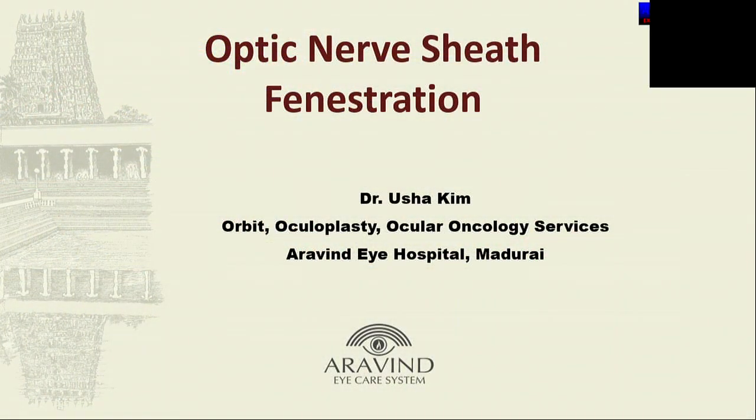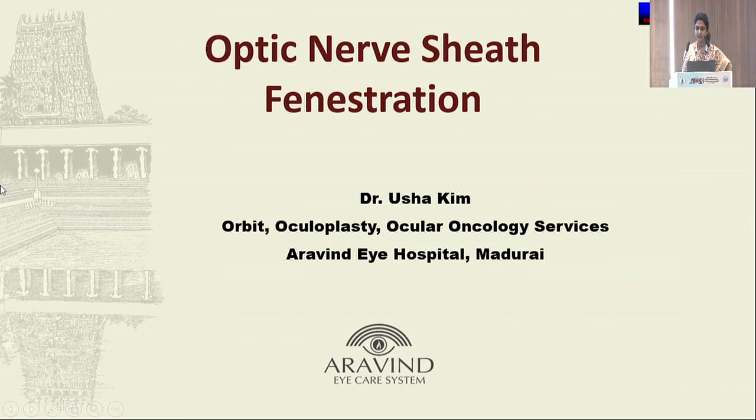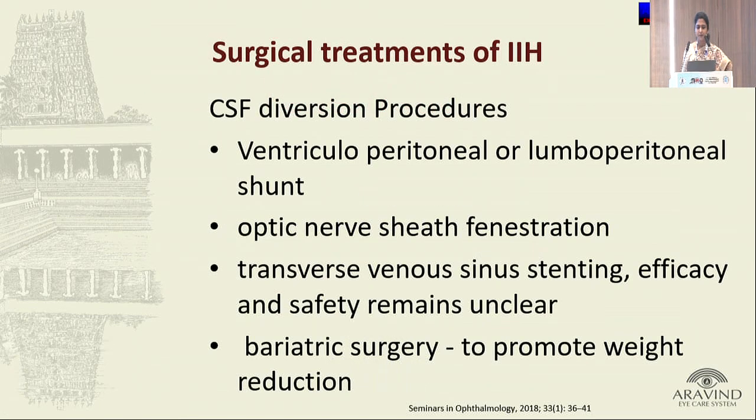Thank you very much. I will be talking about optic nerve sheath fenestration. Now, let's look at what is available for raised intracranial hypertension. There are CSF diversion procedures, that is the ventriculoperitoneal or the lumboperitoneal shunt, the optic nerve sheath fenestration, transverse venous sinus stenting, the efficacy of which is debatable, and bariatric surgery for weight loss.